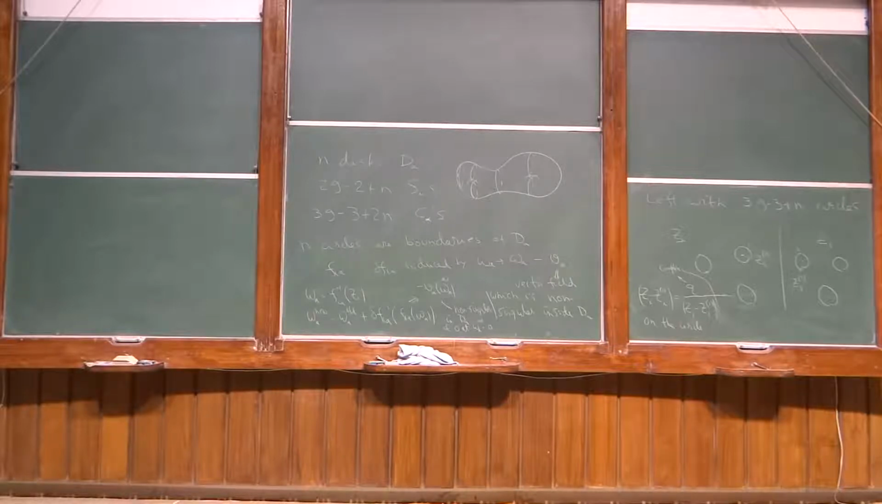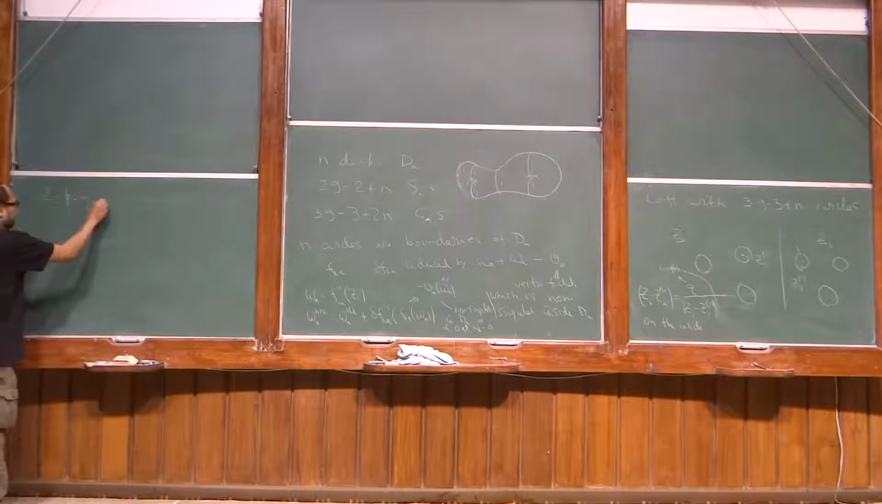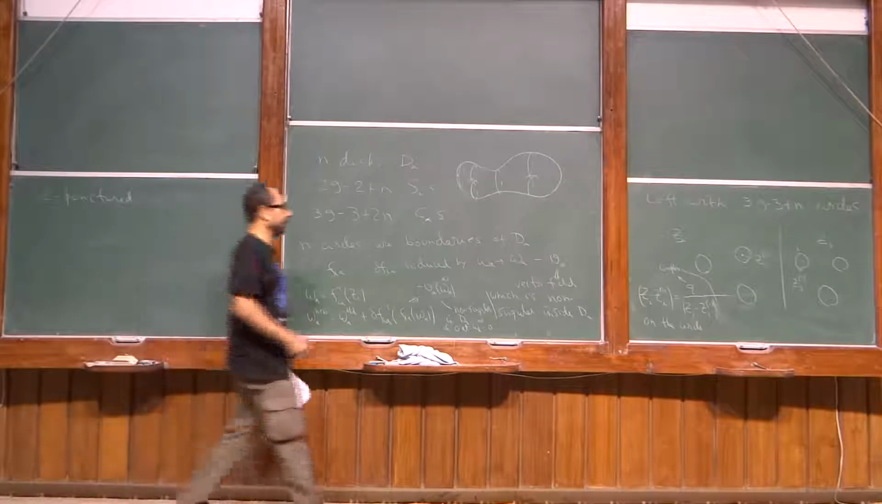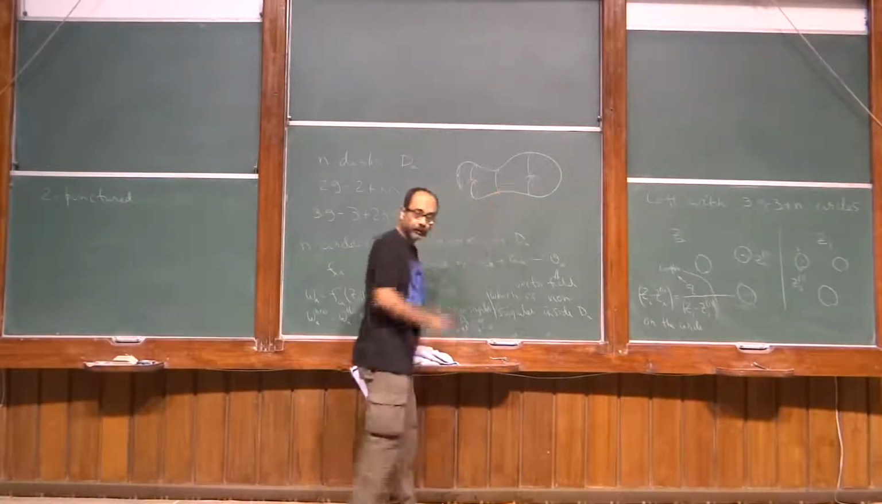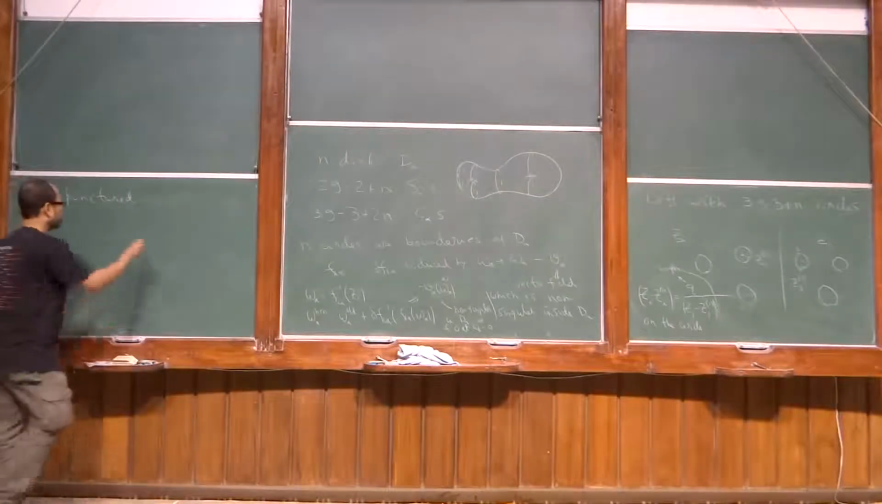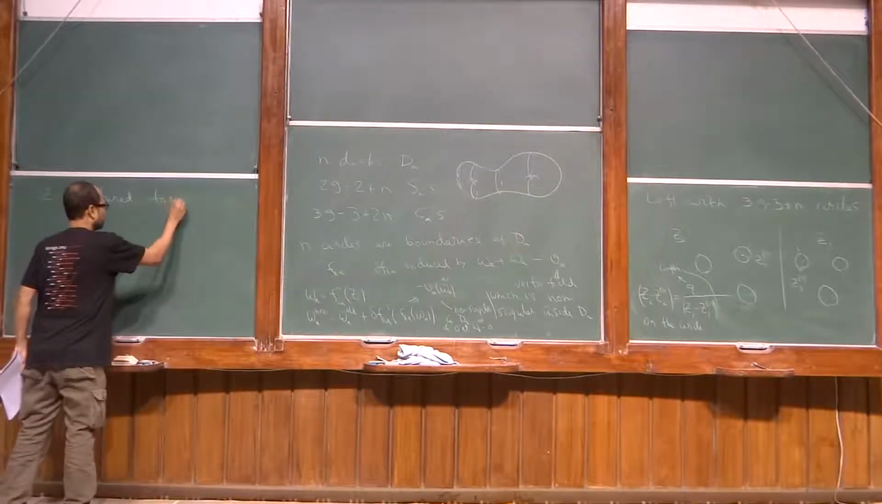So, what I do now is to work out the example of 2 punctured torus, right? And see what it is that you have to integrate to calculate a 2-point function at genus 1. And I'll follow the general principle, but not necessarily this kind of decomposition of the torus. Right? Because you'll see it is a slightly different decomposition. 2 punctured torus.